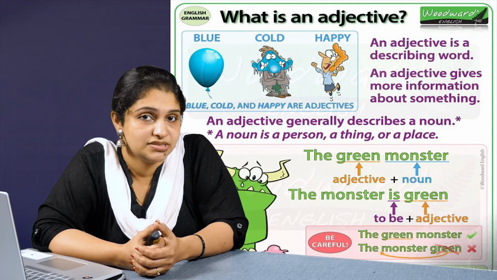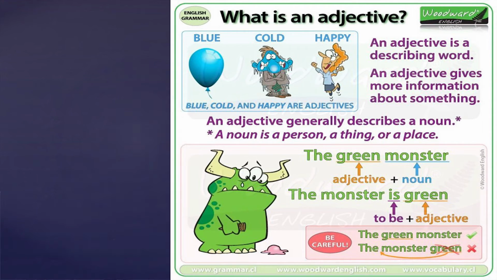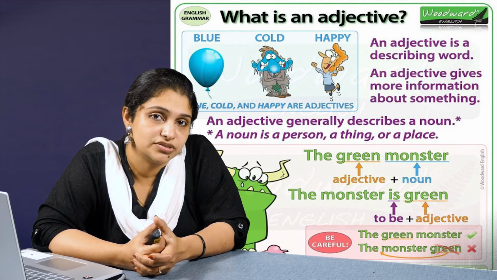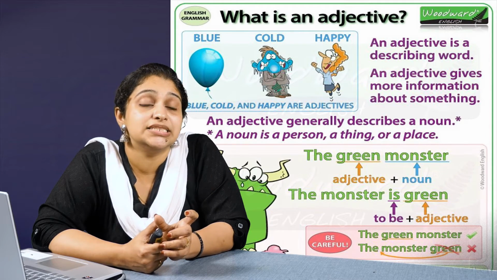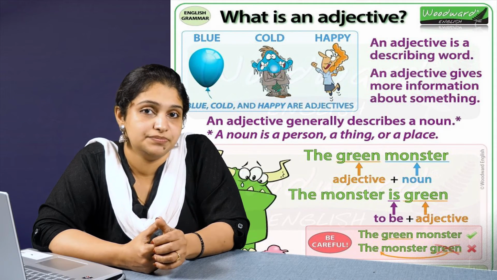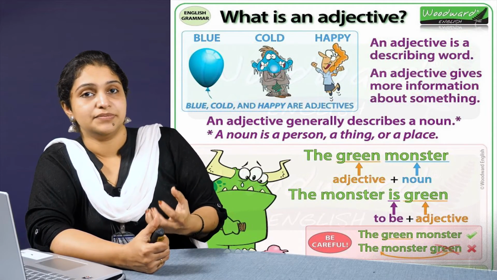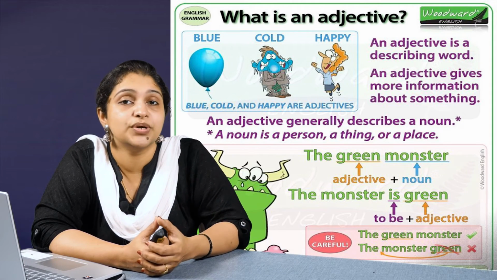The green monster. Look at the green monster. You can see the monster. Okay, you are looking at it, and the noun is the monster. And how do you know what kind of a monster it is? The green monster. So the word green denotes the monster. So the monster is green in color. You understand more about the monster from the word green.